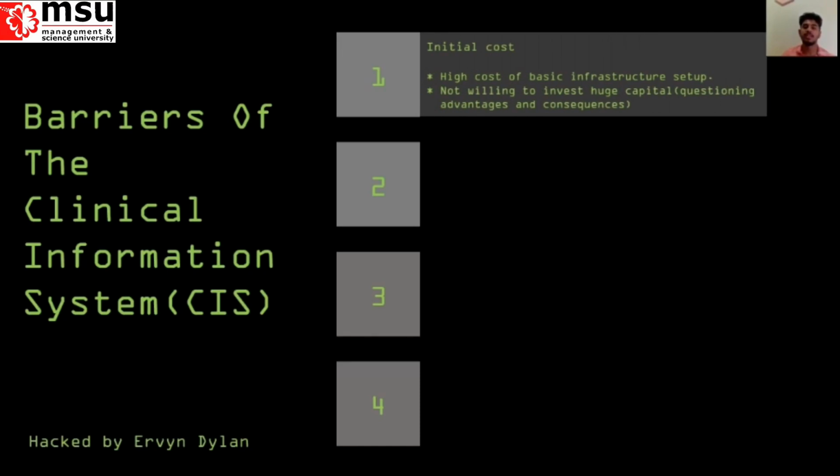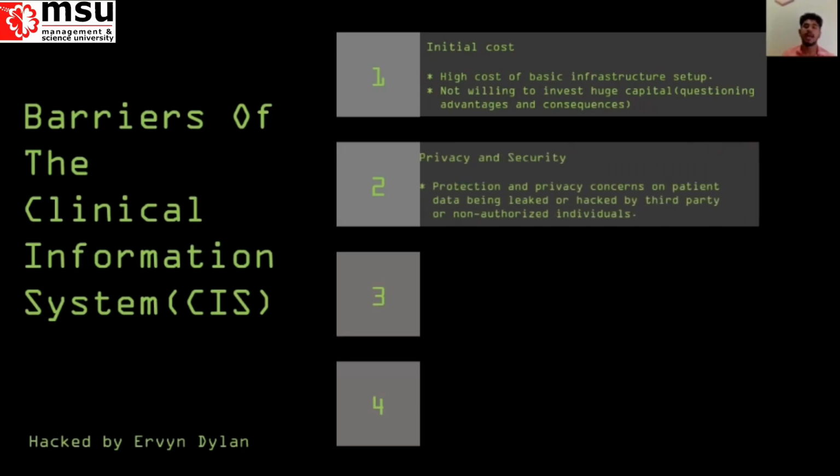Today I'll be talking about the barriers of the Clinical Information System or CIS. So, in this clinical information system, basically there's four main barriers that we need to talk about. The first one is the initial cost. Organizations and investors usually try not to invest in this clinical information system as it has a very high cost of just running the basic infrastructure. Furthermore, they are not willing to invest huge sums into running this basic infrastructure as it raises many questions on the advantages and consequences running this clinical information system has to the organization or the hospital itself.